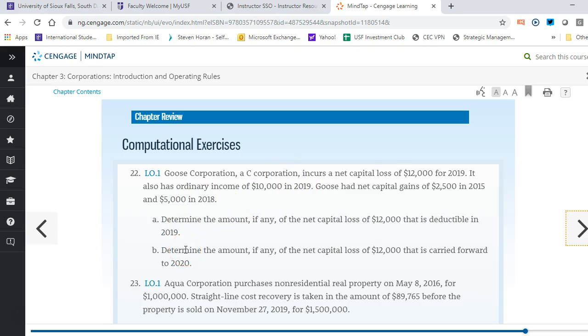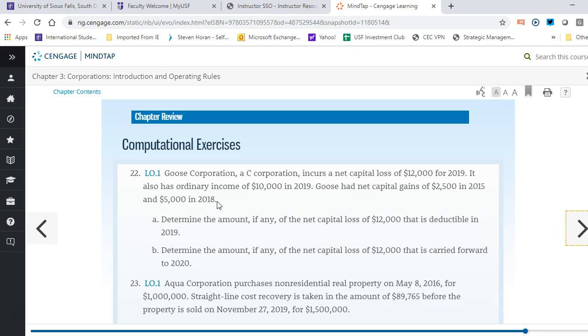For part B, it says determine the amount, if any, of the net capital loss of $12,000 that is carried forward to 2020. Here's what they can do: they can carry some of that forward. As you can see, they have the $5,000 gain right here. They had a capital gain in 18 that they can carry that back. Remember, they can go back 3 years and forward 5 years. So back 3, forward 5.